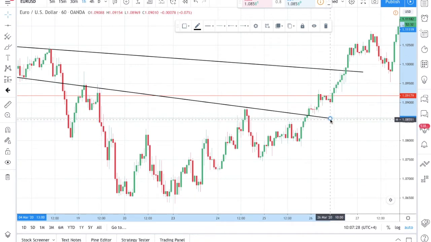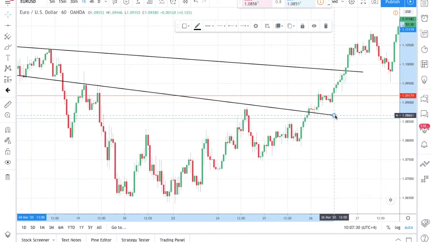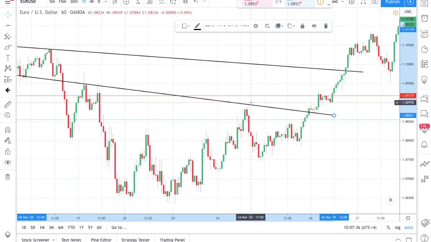Okay, let me just be clear for this. Okay, guys, you see, this is our first, second. You can say this is our third because it did not touch our resistant line. So the third attempt is the breakout. So what does it mean, guys? Our resistant line is now our new support line.